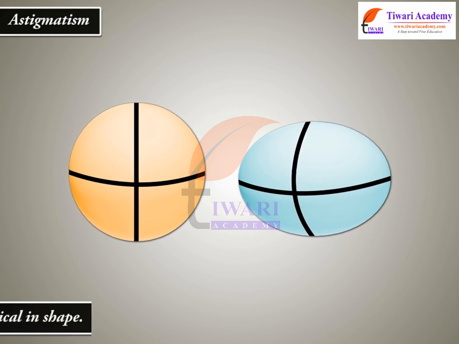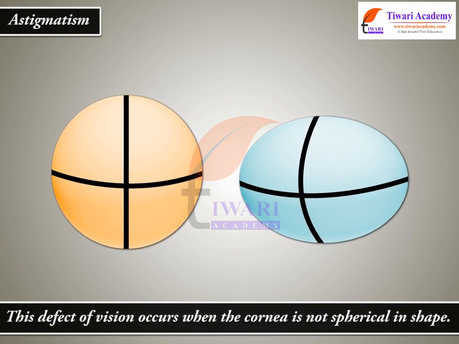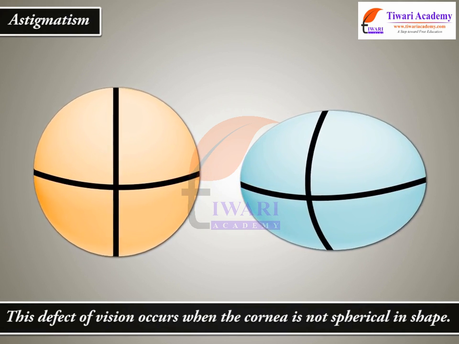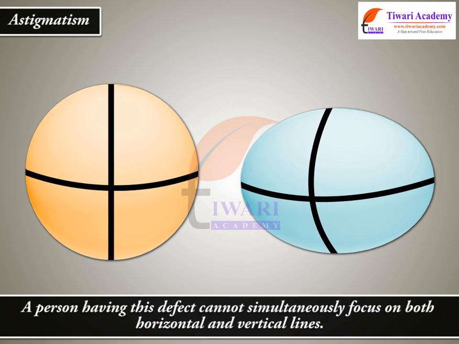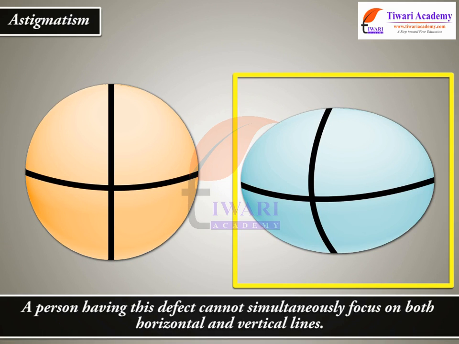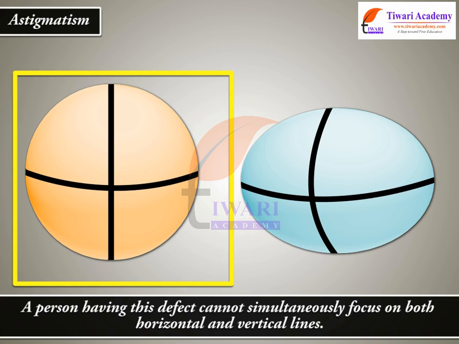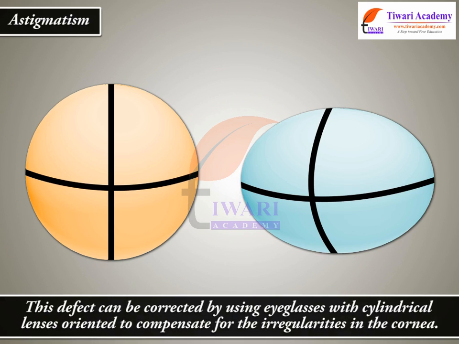Astigmatism. This defect of vision occurs when the cornea is not spherical in shape. A person having this defect cannot simultaneously focus on both horizontal and vertical lines. This defect can be corrected by using eyeglasses with cylindrical lenses oriented to compensate for the irregularities in the cornea.